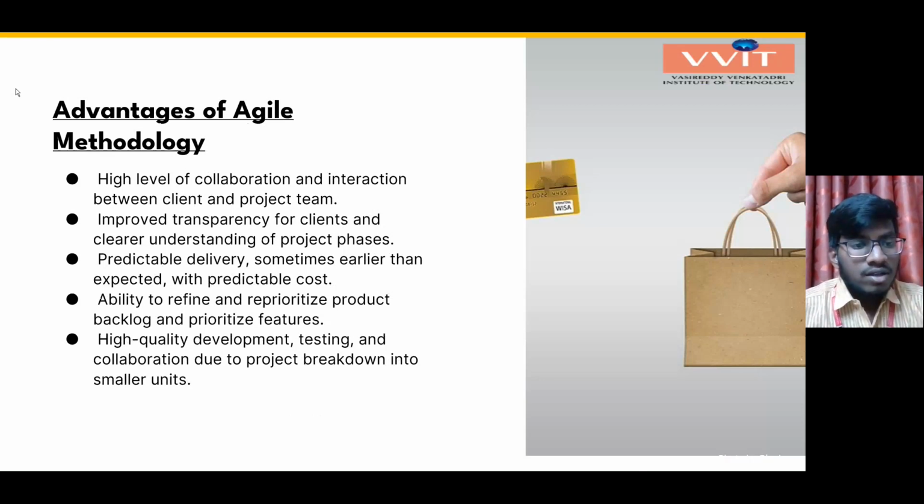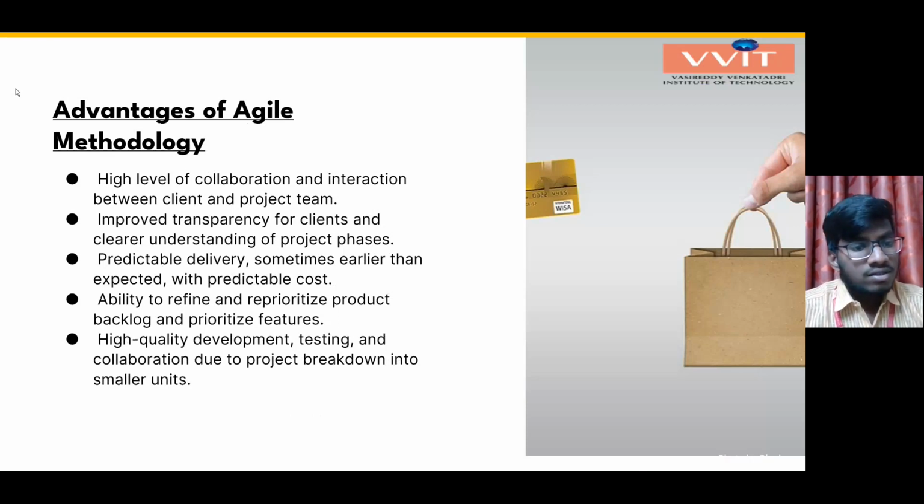So the fourth advantage is the ability to refine and reprioritize the product backlog and prioritize features. This agile methodology contains some features which we can prioritize in our software. So it can refine, that is nothing but the changes. If any changes are to be done, this agile methodology plays an important role, so that the changes will be easily modified by the project team, so that the burden between client and end users will be reduced.